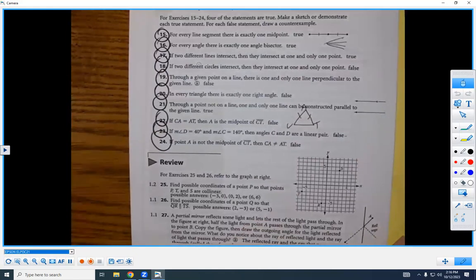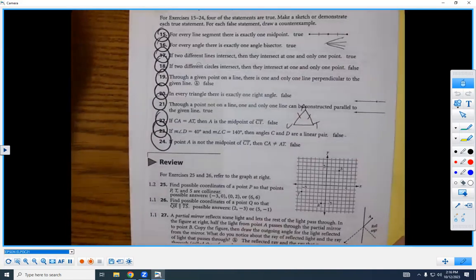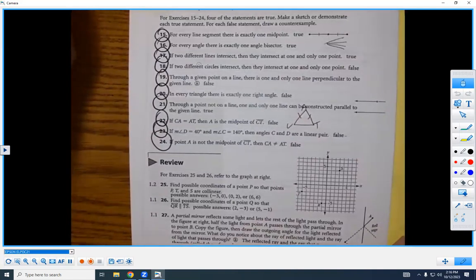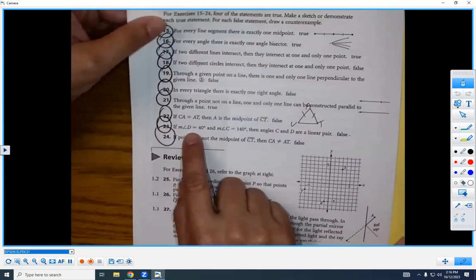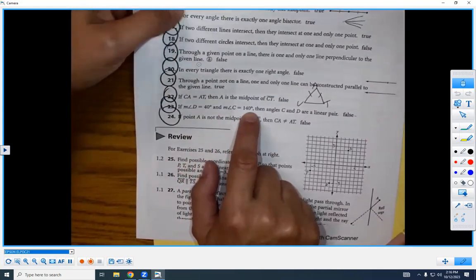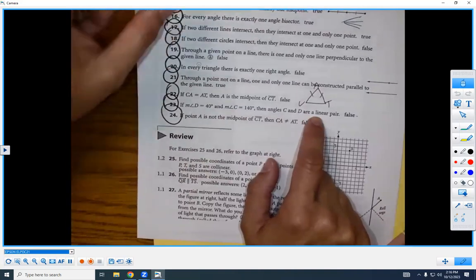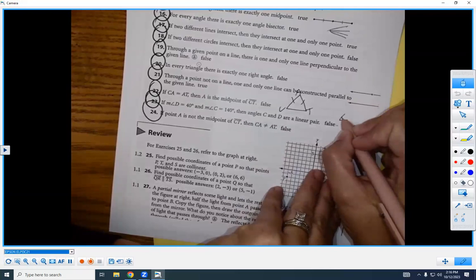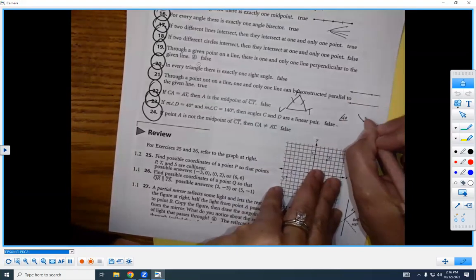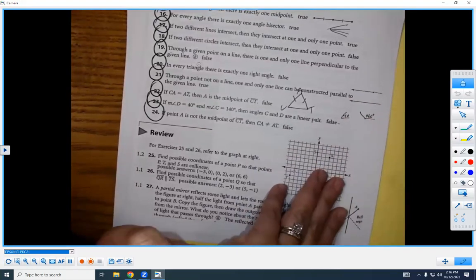Yeah, and then 23 is false because that would be supplementary angles, not linear pairs, right? Correct. Number 23, if angle D is 40 and angle C is 140, then they're a linear pair, not necessarily. They are supplementary, they add to be 180, but technically you could have a 40-degree angle and a 140-degree angle that are not a linear pair.